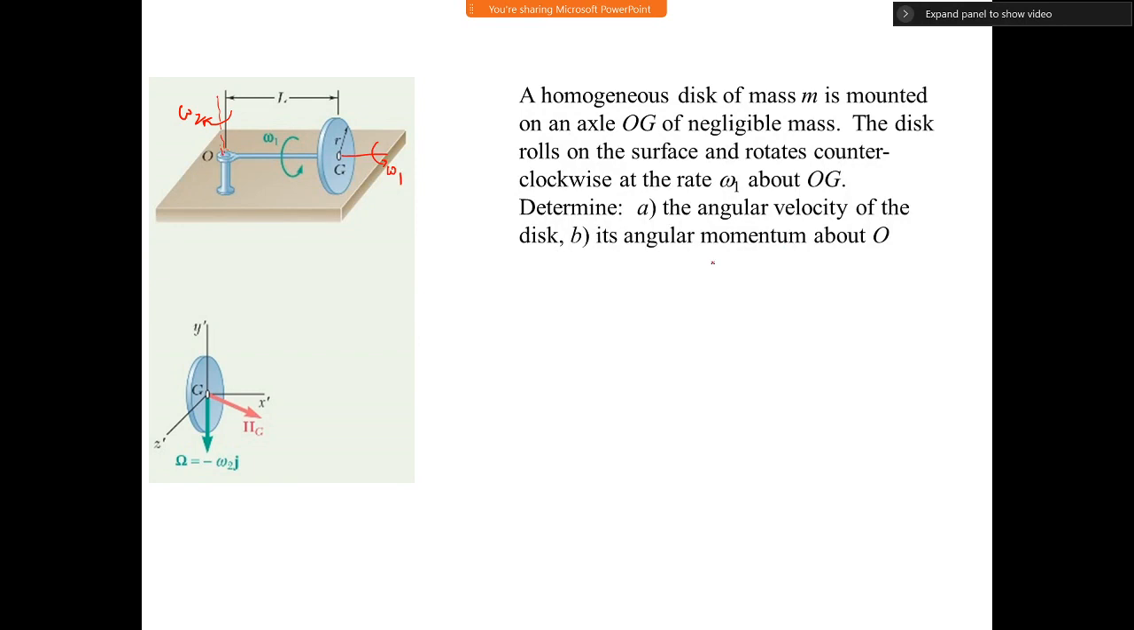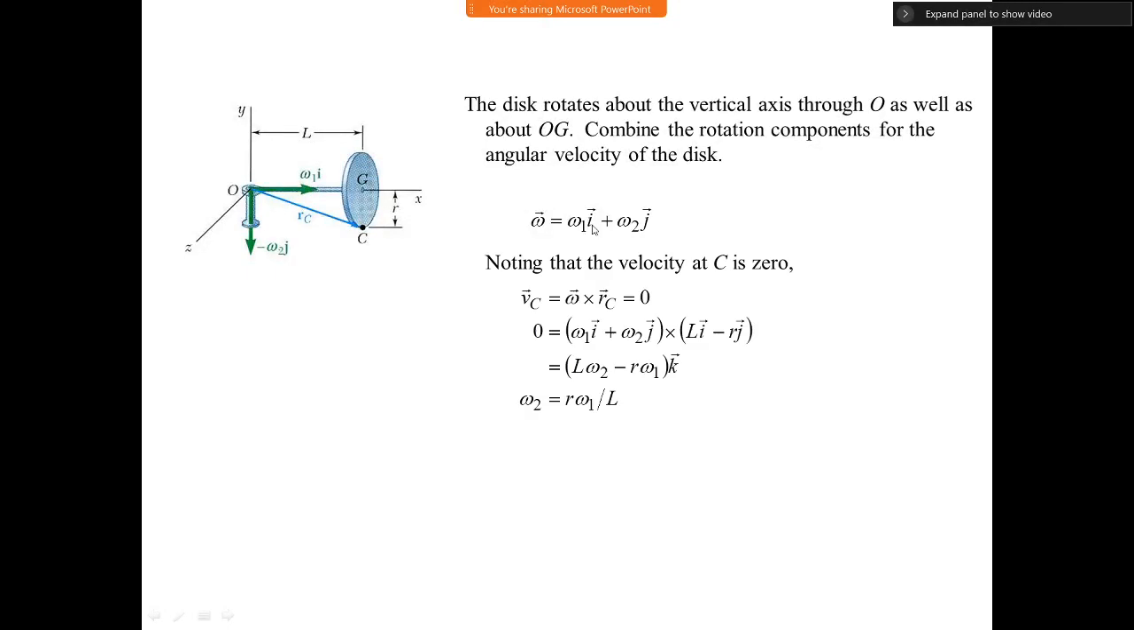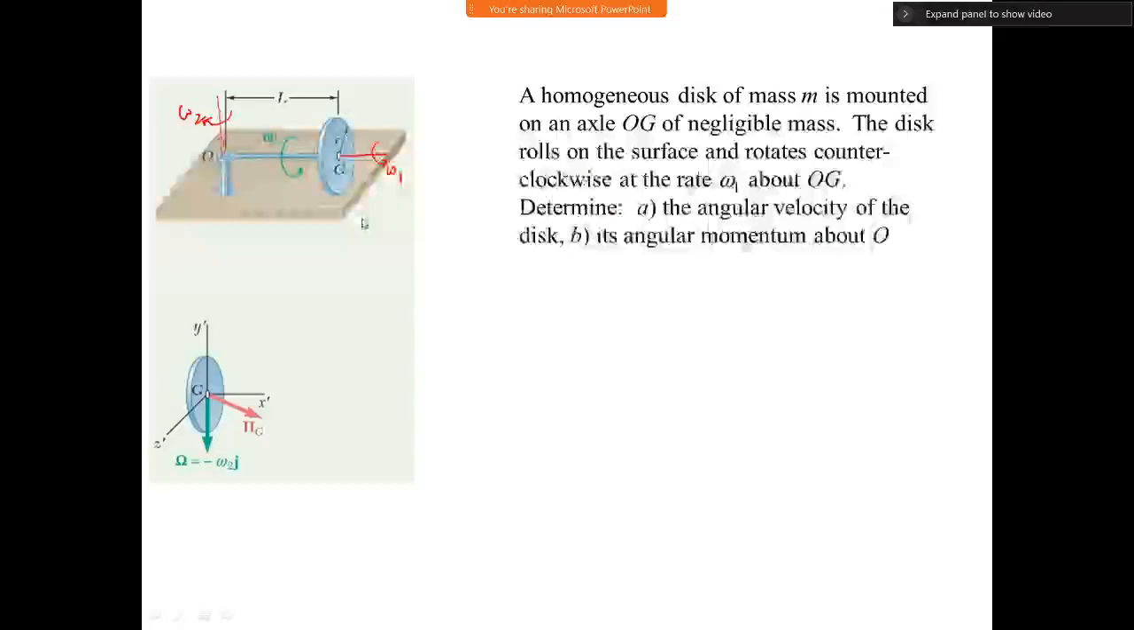How do we calculate the angular momentum for this somewhat complicated system? The angular velocity is quite straightforward. We know the velocity of this point C, if I go to this slide here, this radius is r. So if this is spinning at a velocity of omega 1, then this point has a velocity in this direction of magnitude omega 1 times r, and this should be equal to omega 2 times L. The center of mass, this whole disk, is rotating about this vertical axis with an angular velocity omega 2.